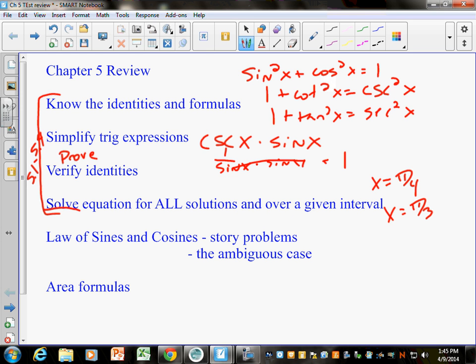Most of the time on those, you want to try to factor it. Get it into one trig function, factor it, set it equal to 0, solve for each one. And remember, there's 2 directions on this. Solve over a given interval. Usually that interval is from 0 to 2 pi, give me answers like this.